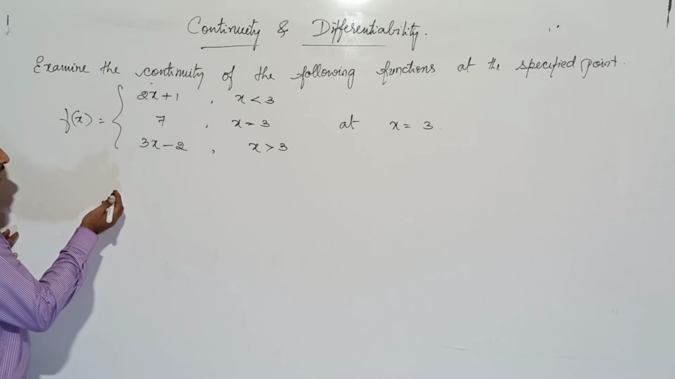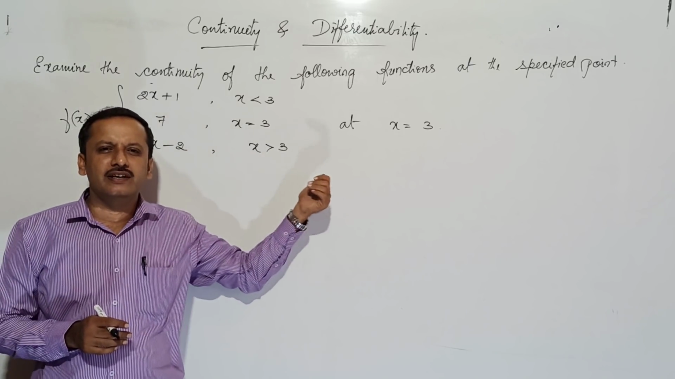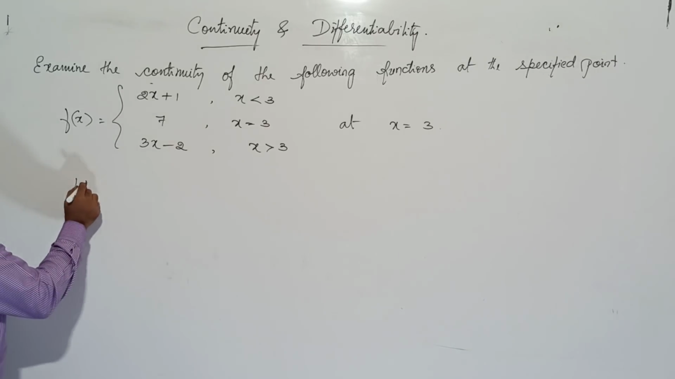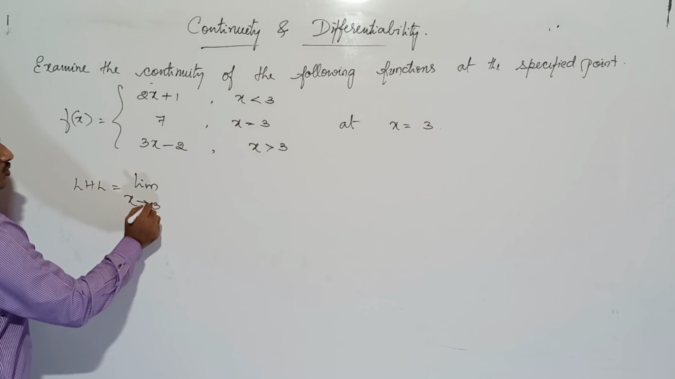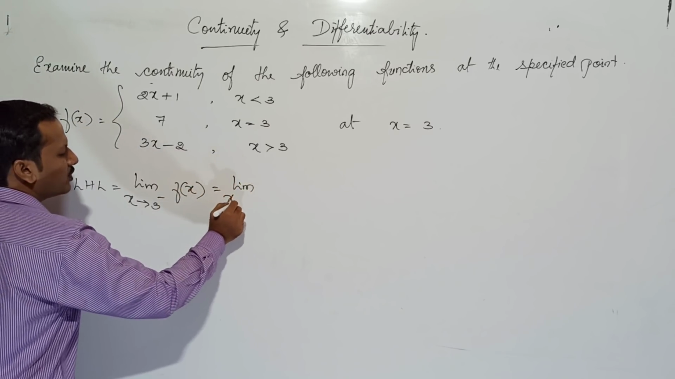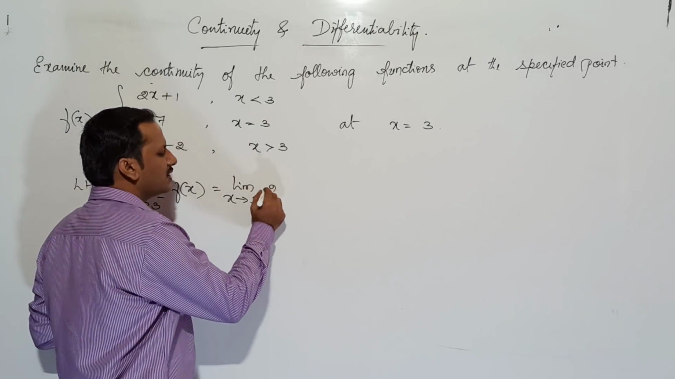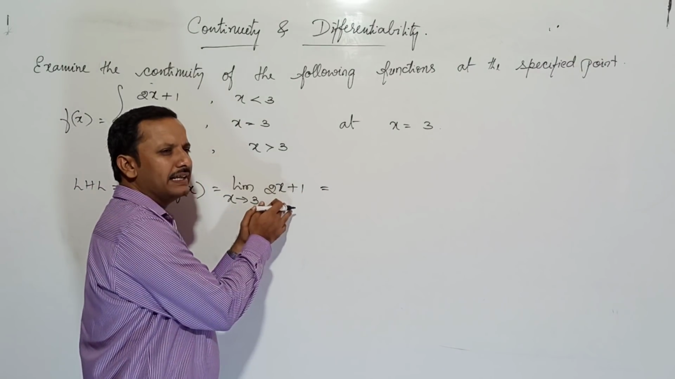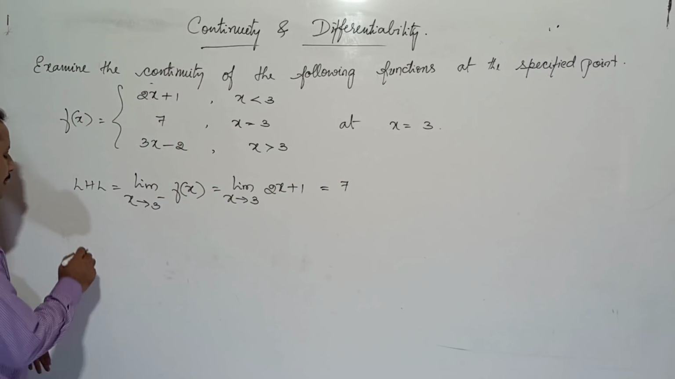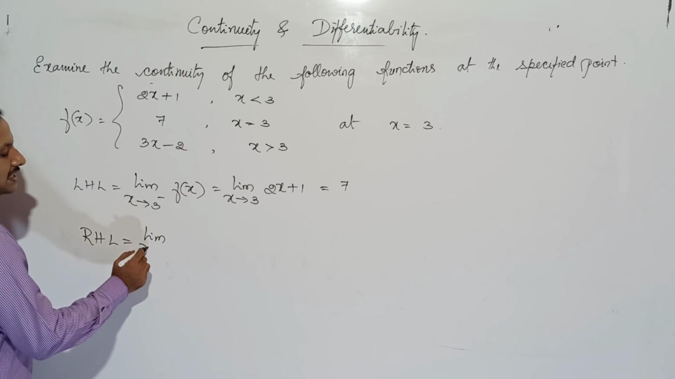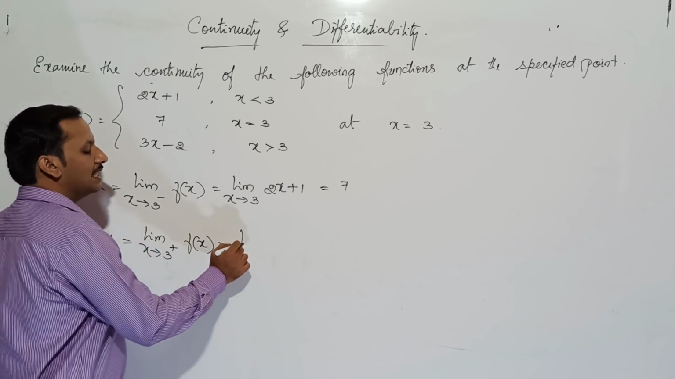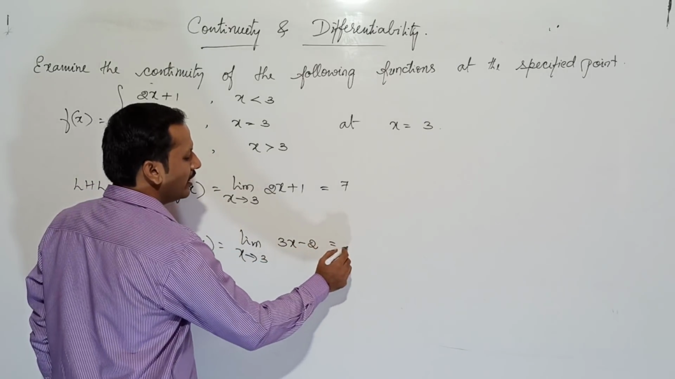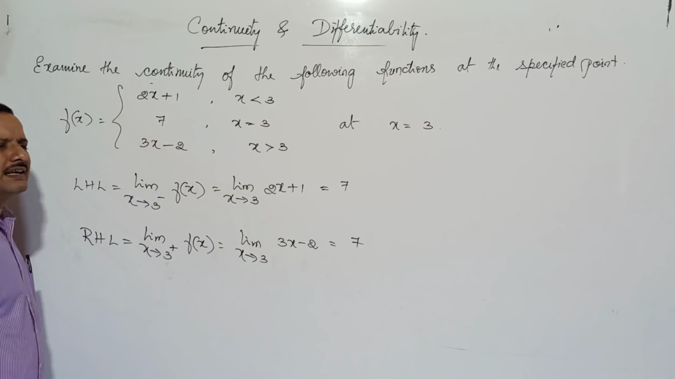So now, obviously we have to go for left hand limit and right hand limit separately. I don't think it requires the explanation again. So the left hand limit, that's equal to limit x tends to 3 minus f of x. That is, x is approaching 3 from the left side, when x is less than 3, the function is defined as 2x plus 1. Applying the limit here, 2 into 3 is 6 plus 1, 7. Then right hand limit is equal to limit x tends to 3 plus f of x. X approaches 3 from the right side, it is defined as 3x minus 2. 9 minus 2, 7. So left hand limit is 7, right hand limit is 7.